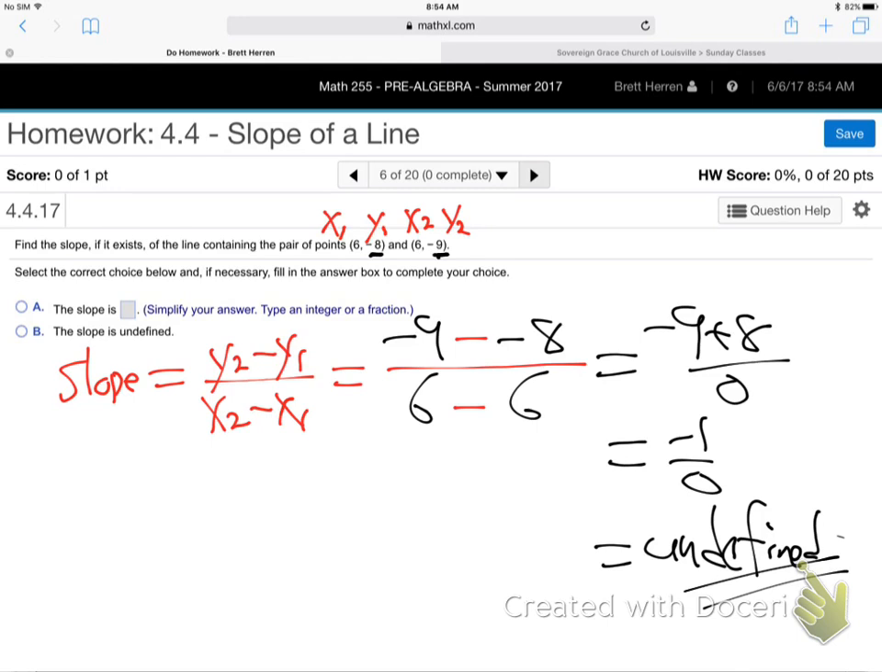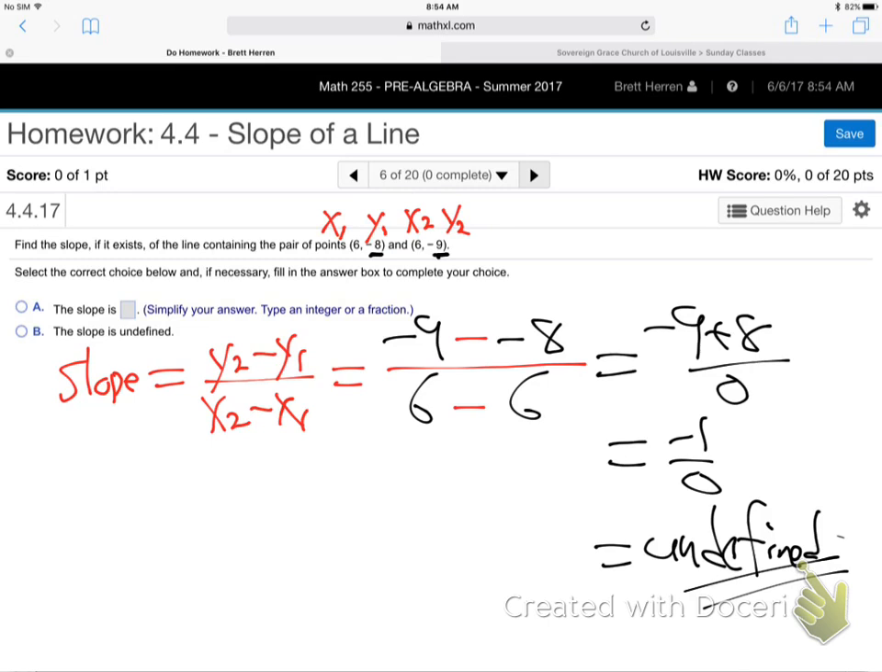Good on that? What kind of line is that, by the way? What does that look like? It's a straight vertical. Is it vertical? Is it straight up and down? Undefined? Yeah, undefined, this one. Is it? How do you know?